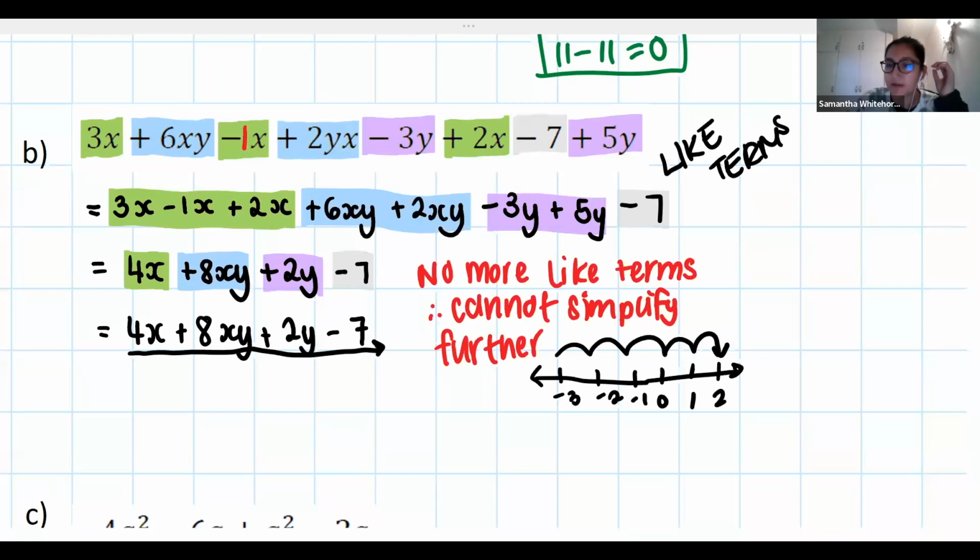Hello, ma'am. Ma'am, the way I was taught in school, for 6xy plus 2xy, the variables have to be the same. They are the same. Just because the order is different, that doesn't matter. XY and YX are still the same thing. Okay, ma'am. Thank you. So the order in which they are in doesn't matter. As long as they have the same variables, that's fine.